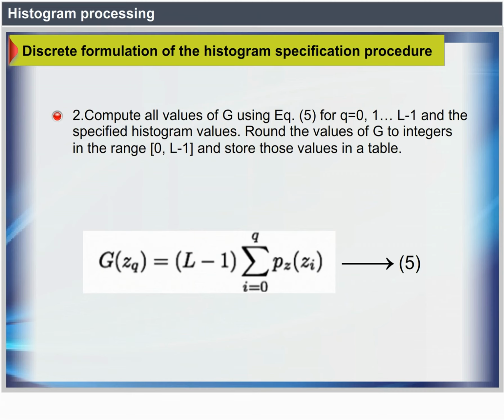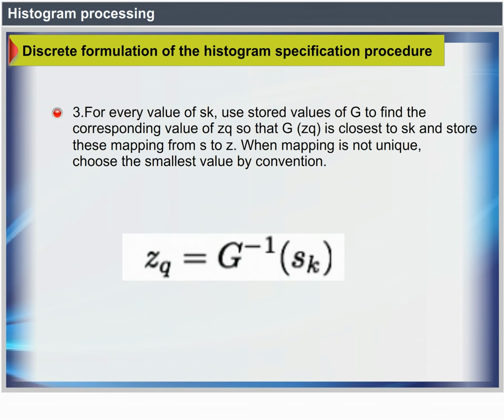Form the histogram specified image by histogram equalizing the input image and then mapping every equalized pixel value Sk of this image to the corresponding value Zq using the mapping found in step 3. The table for actual and specified histograms is shown on screen.